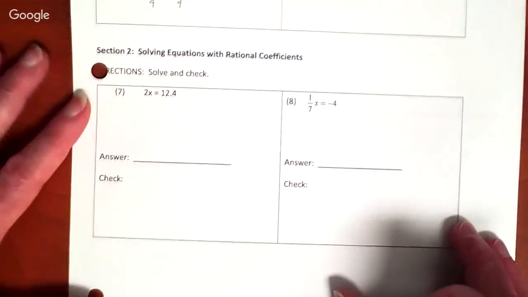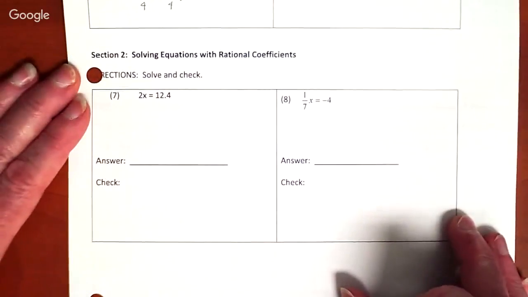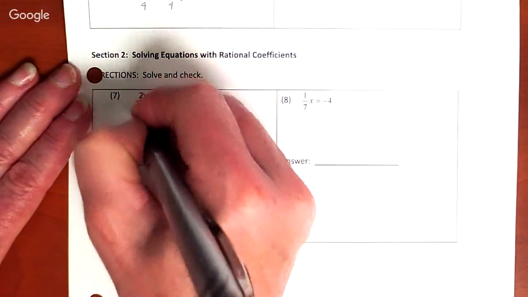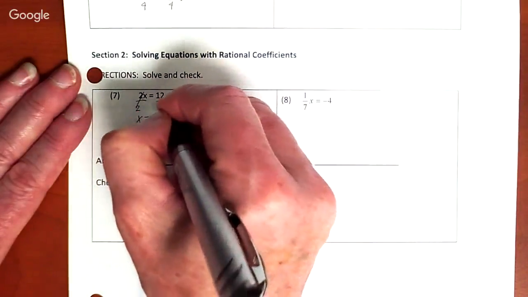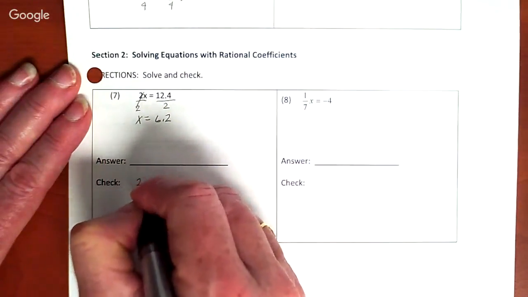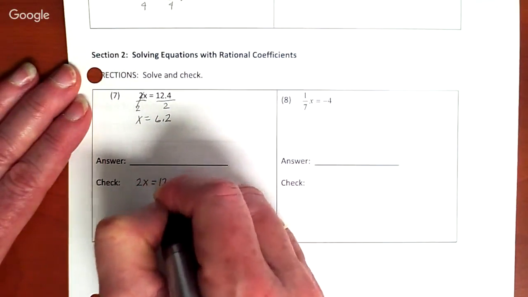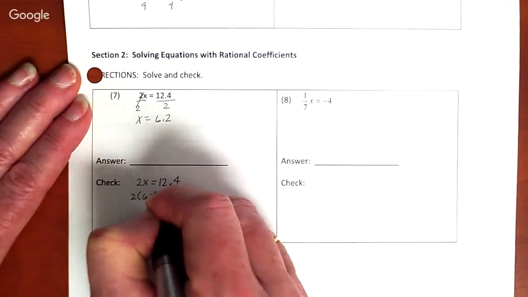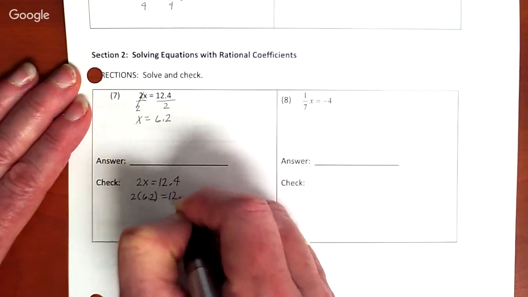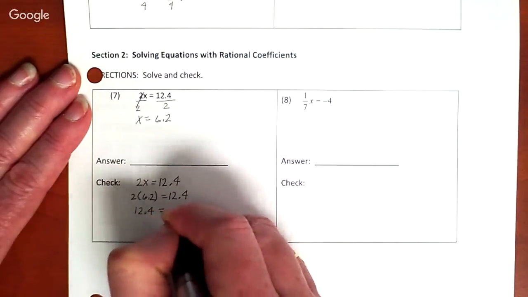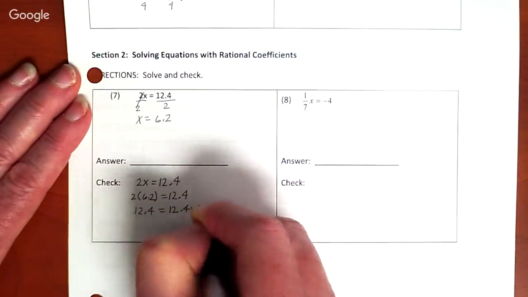Next, we have with rational coefficients, okay, decimals, fractions. So here we're going to divide both sides by 2. So we have x equals 6.2. So when we check it, we have 2x equals 12.4. So 2 times 6.2 equals 12.4, and 12.4 equals 12.4. And it checks.